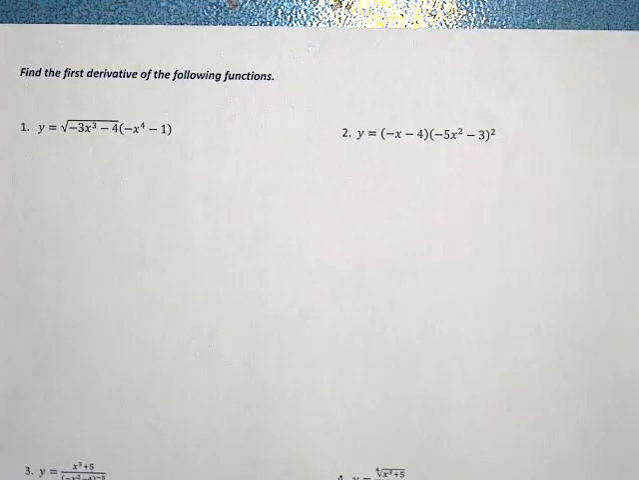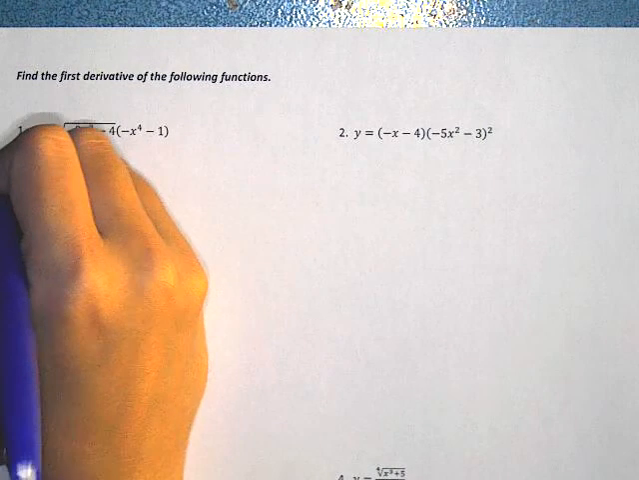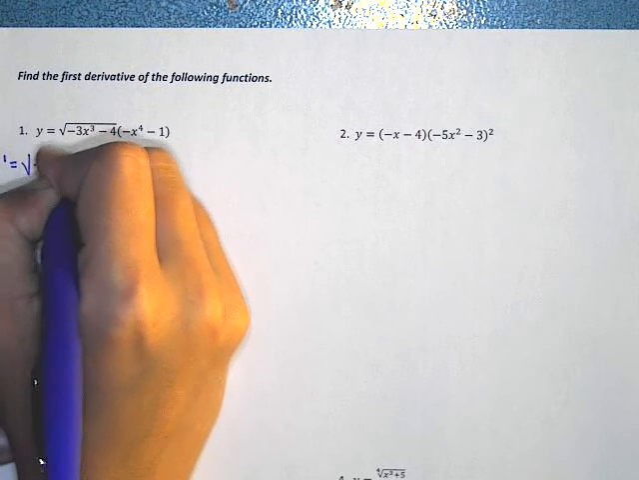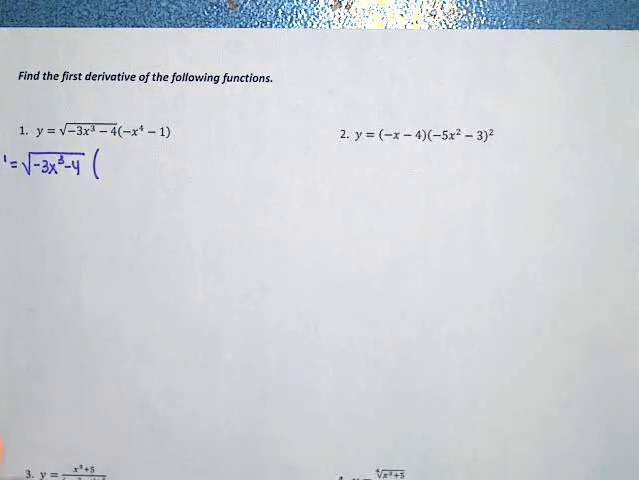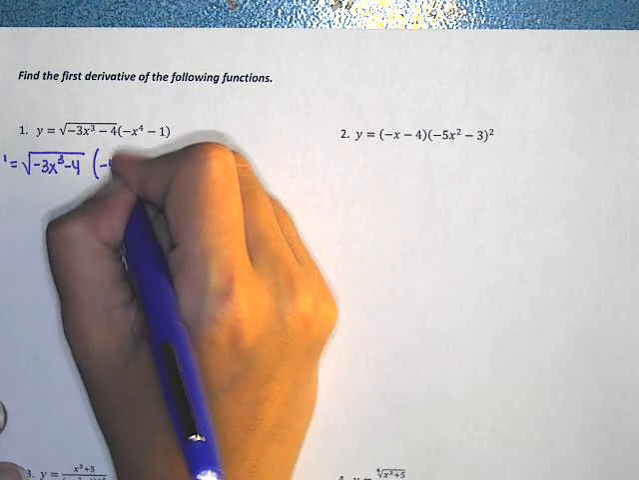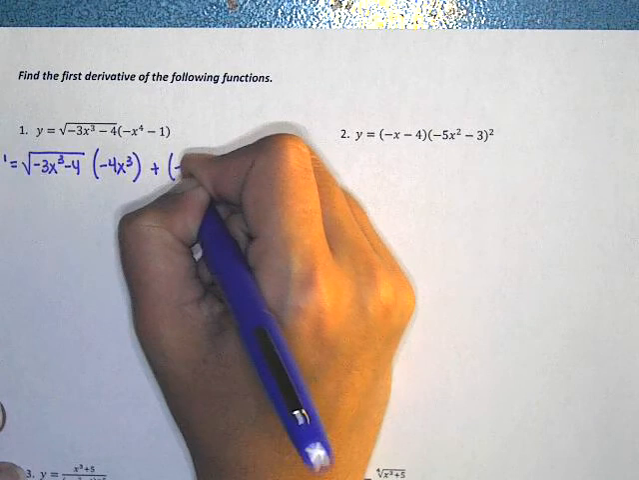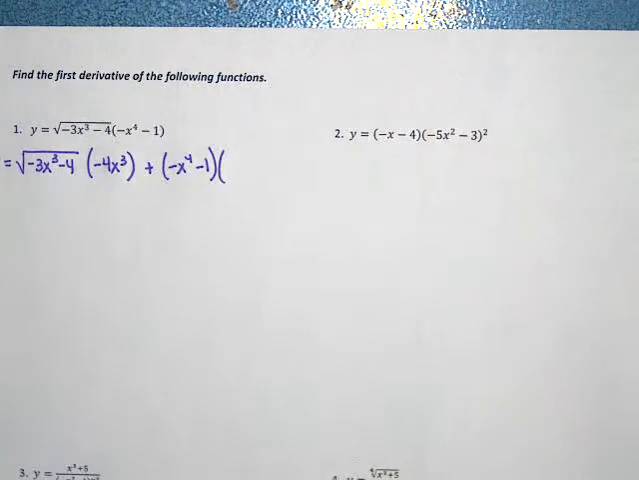On the next page, let's look at some complicated chain rule examples one more time because we want to be really good at this. So for the first problem, we're going to need to use product rule. Copy the first, negative 3x to the third minus 4, times the derivative of the second, so negative 4x cubed, plus copy the second, negative x to the fourth minus 1, derivative of the first.